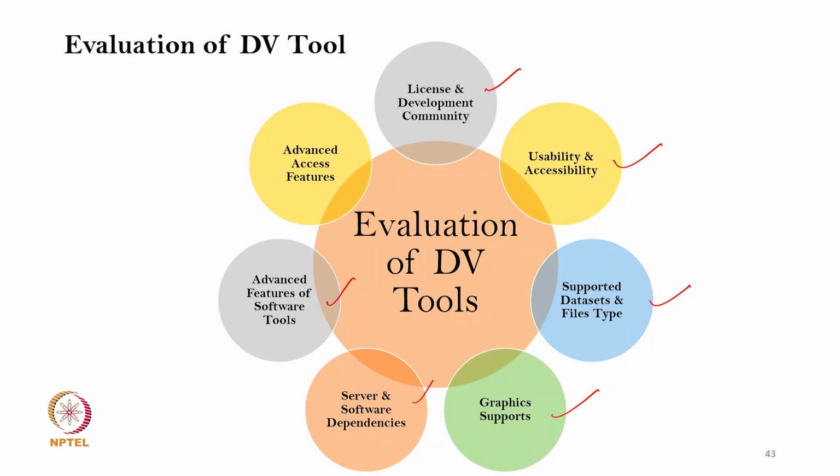Another evaluation criterion is to look at the advanced features of software tools. Advanced features may include API support for creating the graphics, and direct communication with other tools. For example, you have created graphs using one tool, but you want to edit those graphs with another tool; whether that is allowed by the tool you are going to select. Those kinds of features have to be looked at.